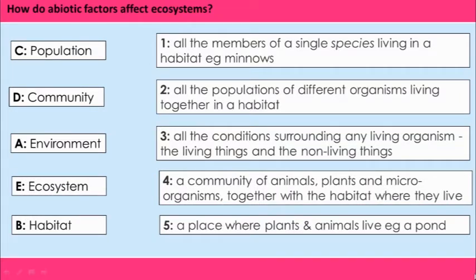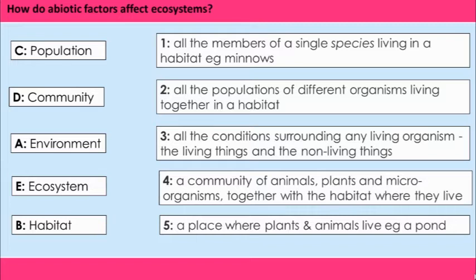Population. All the members of a single species living in a habitat, e.g. minnows. Minnows are tiny little fishes. Community. All the populations of different organisms living together in a habitat. Environment. All the conditions surrounding any living organism, living things, and the non-living things.